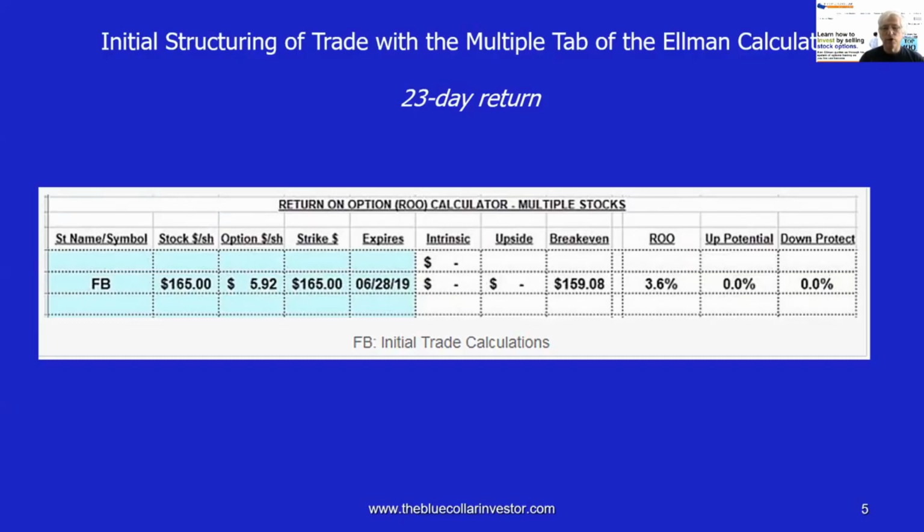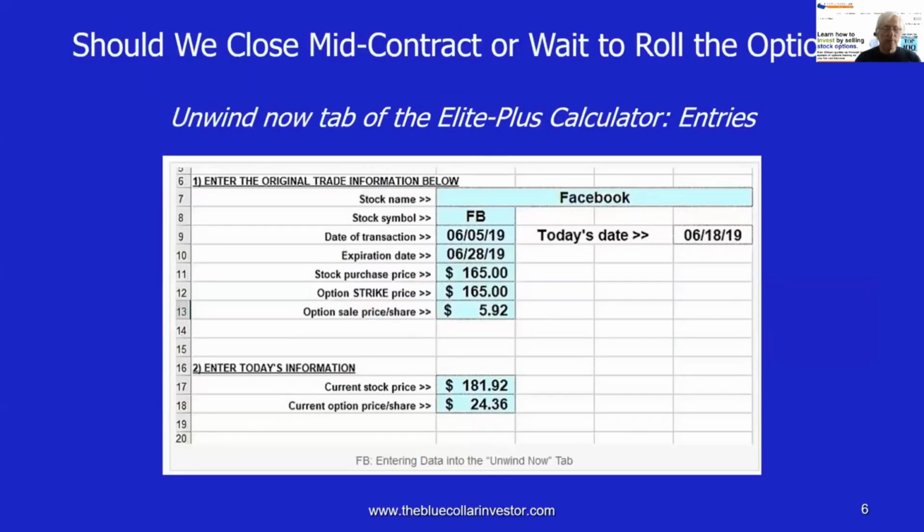Now, downside protection of that time value return is zero. That would be represented only if it was an in-the-money strike in the form of intrinsic value. But there's always a break-even. Every covered call trade has a break-even. And that break-even is the price of the stock, in this case 165, minus the entire premium, in this case 592. So our break-even price is 159.08. So that's how the trade was structured, a 23-day initial time value return of 3.6%.